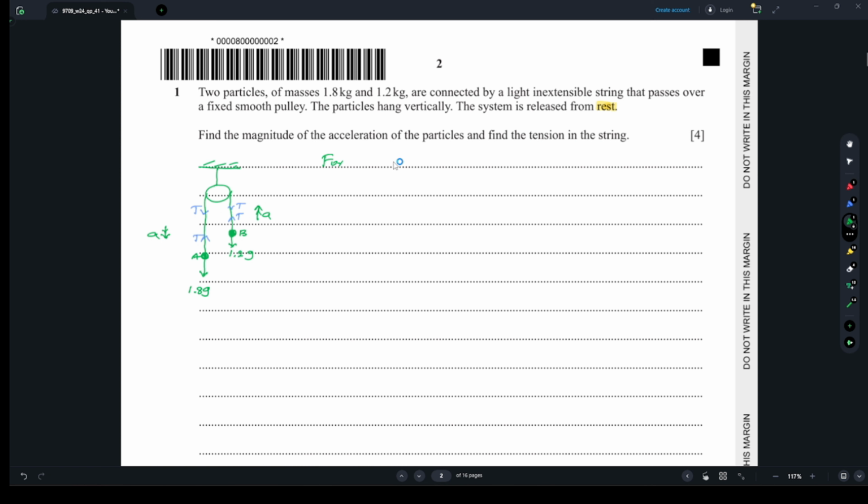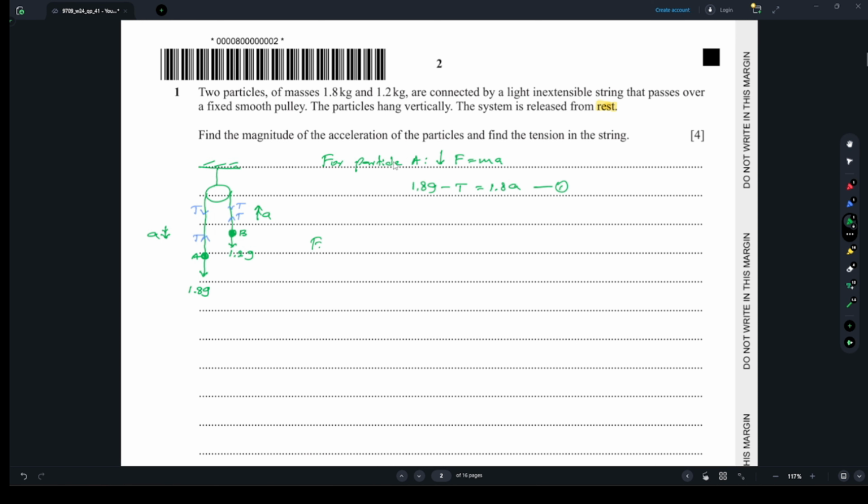For particle A, we assumed that it starts to move downwards, so we can apply F equals ma downwards. Downwards we have 1.8g, and upwards we have T, so 1.8g minus T, and then the mass is 1.8 times a. Let's take this as equation 1.